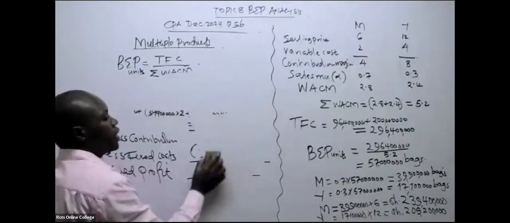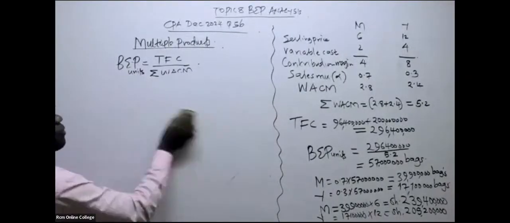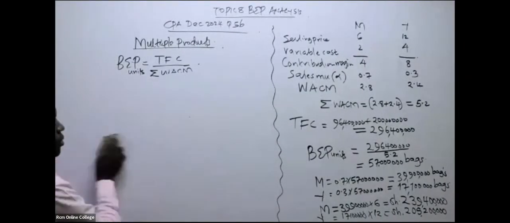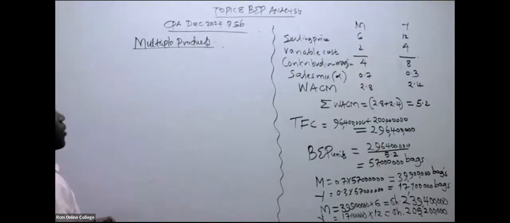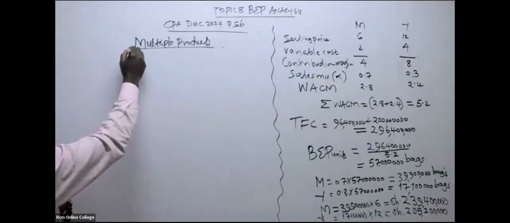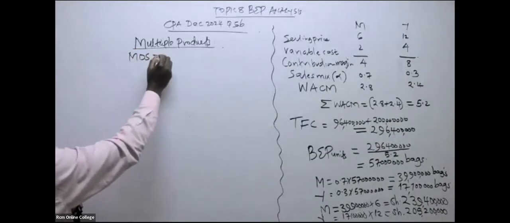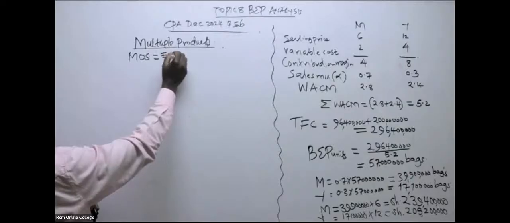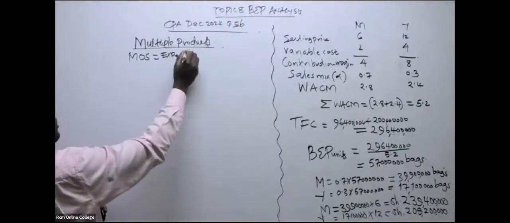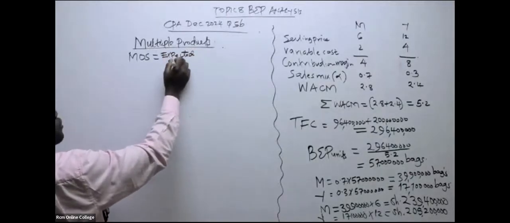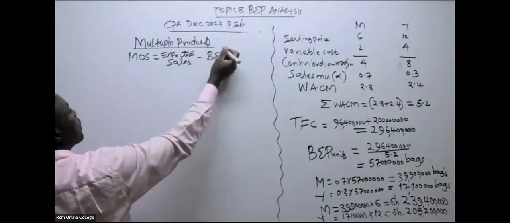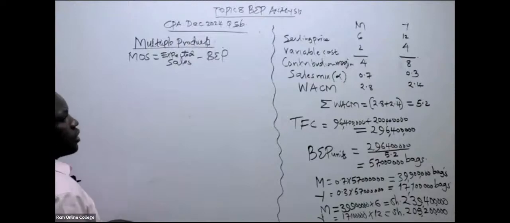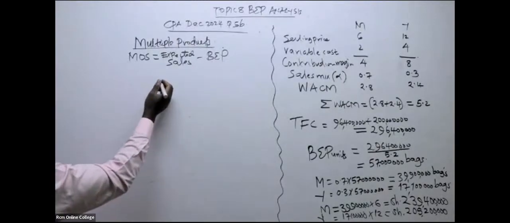Can we now go ahead and get what we call margin of safety? Margin of safety is equal to expected sales minus break-even point. It can be in units, it can be in shillings. So let's start with margin of safety in units.